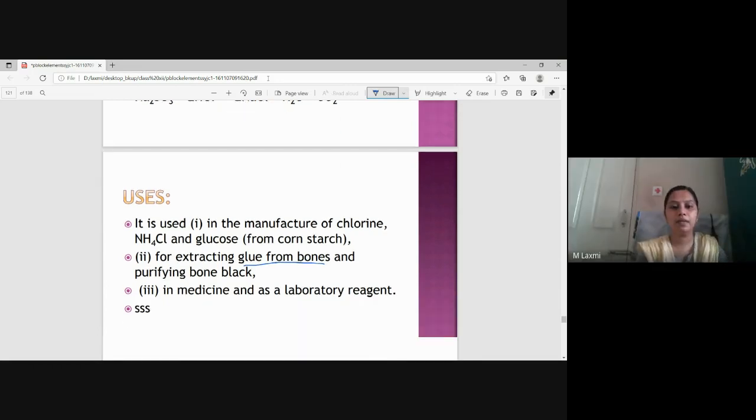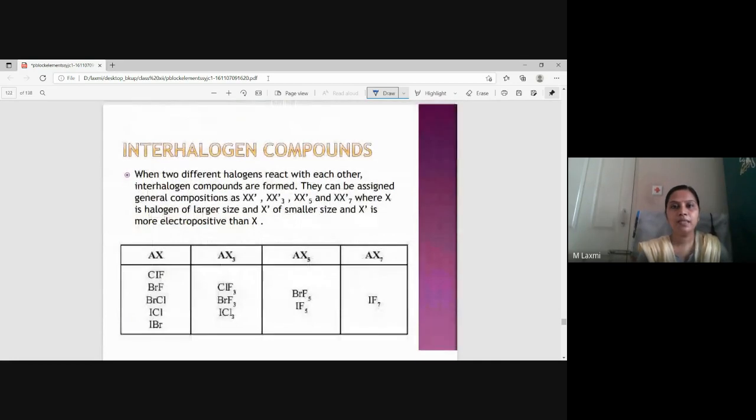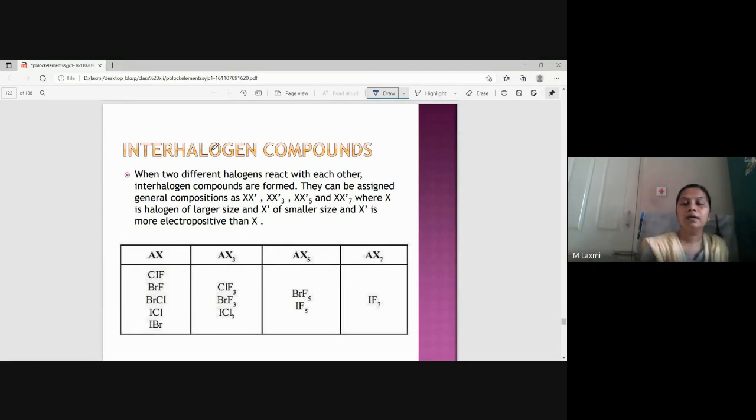Okay, thank you, Hansika. So next, moving to interhalogen compounds. We are still in the chapter. What are interhalogen compounds? You understood half from the heading: they are from different halogens. Interhalogen compounds are halogens together forming a compound among themselves. So when two different halogens react with one another, interhalogen compounds are formed.